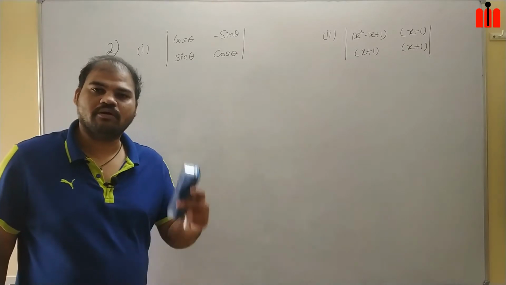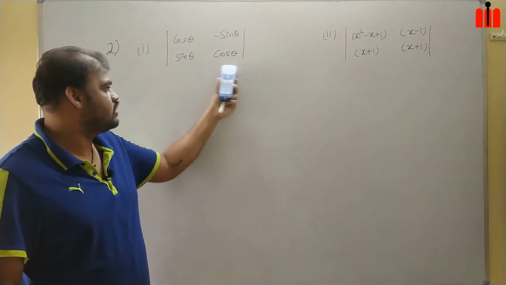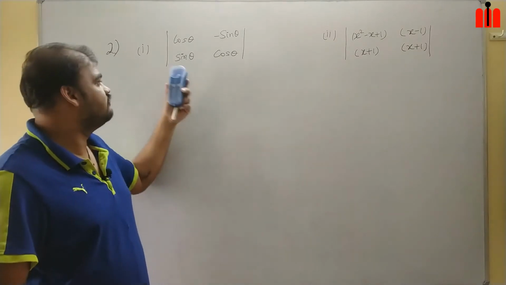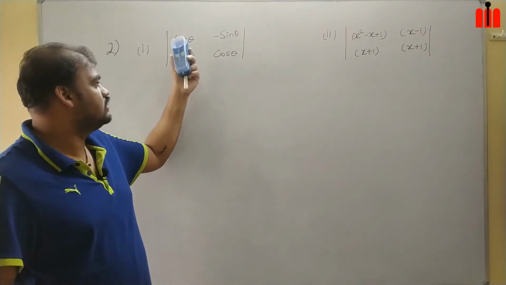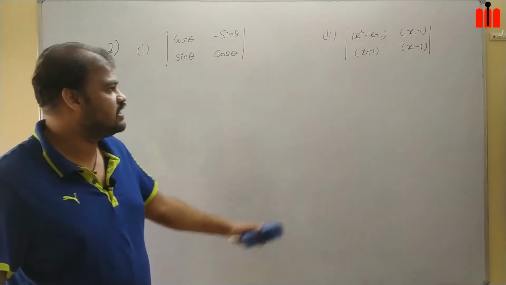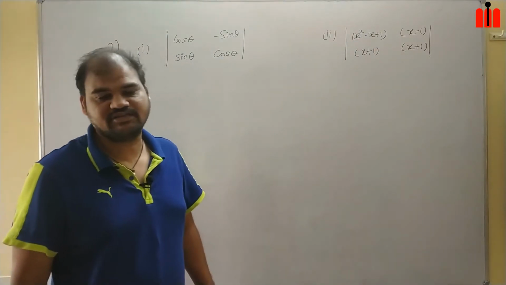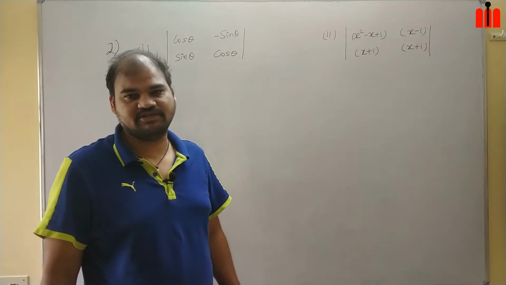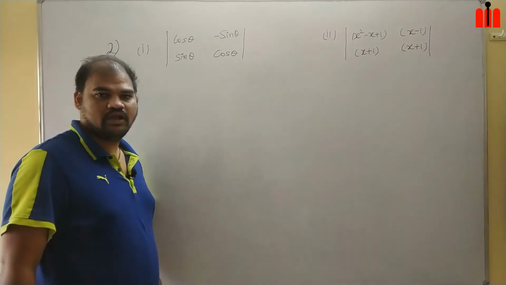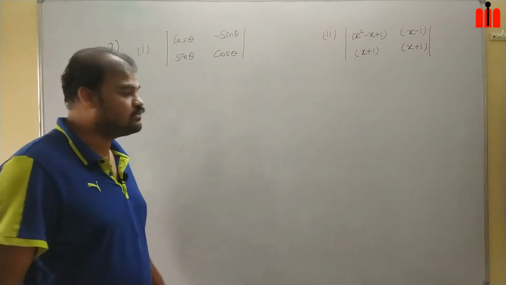Let's move on to problem number 2. In this problem number 2, we have two parts, number 1 and number 2. In the first part, I have to find the determinant of cos theta, minus sin theta, sin theta, cos theta. After that, I have to find the determinant of x square minus x plus 1, x minus 1, x plus 1, x plus 1. So these two problems I have to solve in problem number 2. Now let's get started with the first part.